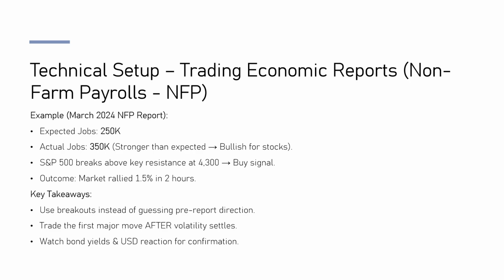The March 2024 Non-Farm Payrolls (NFP) report showed stronger than expected job growth, with 350K jobs added versus the expected 250K, leading to a bullish reaction in the stock market. The S&P 500 broke above key resistance at 4,300, triggering a buy signal, and the market rallied 1.5% within 2 hours. This case highlights the importance of trading breakouts rather than guessing market direction before the report.